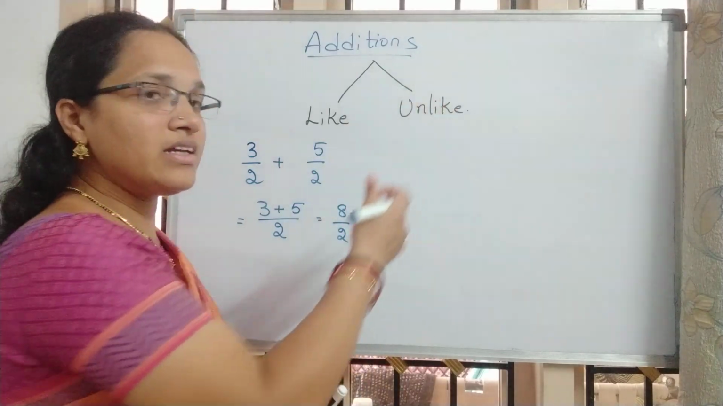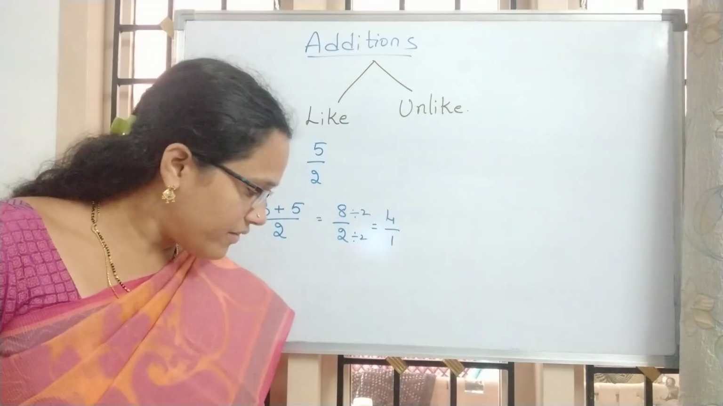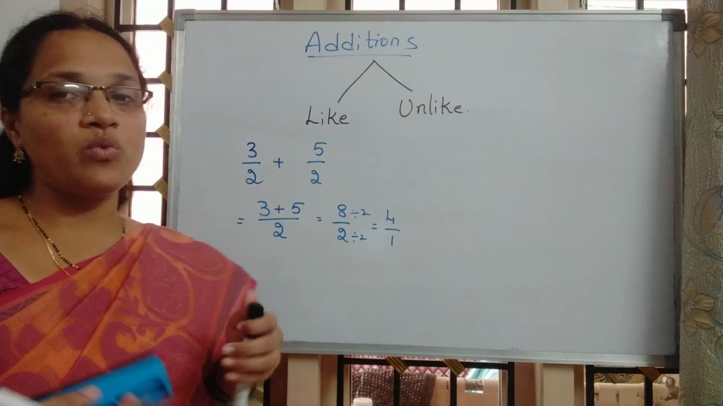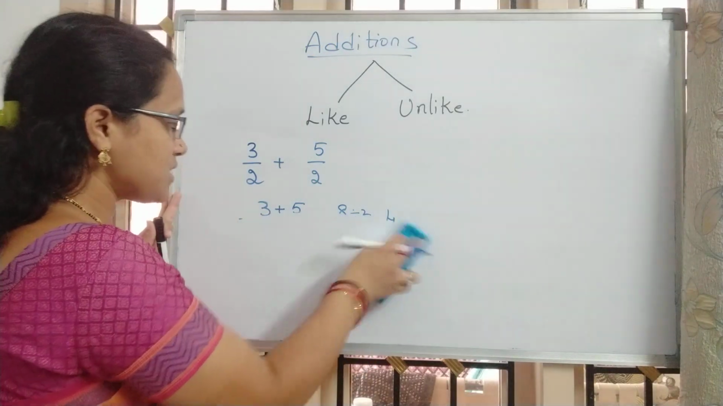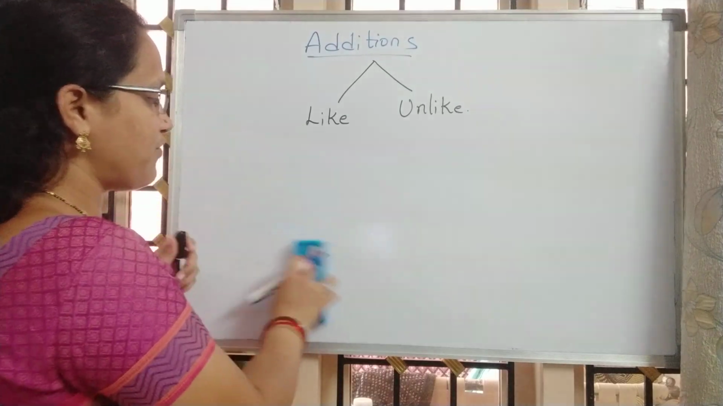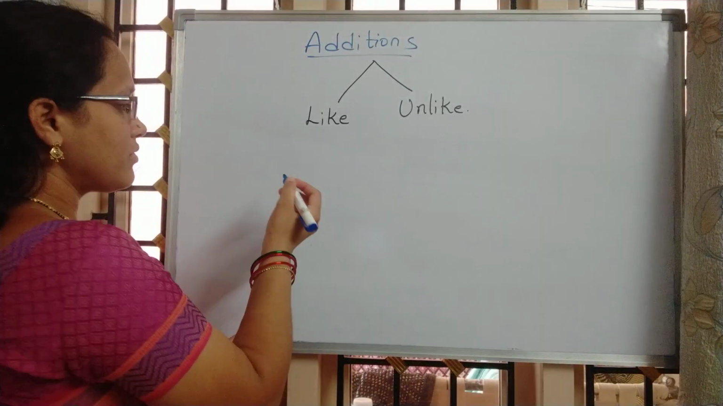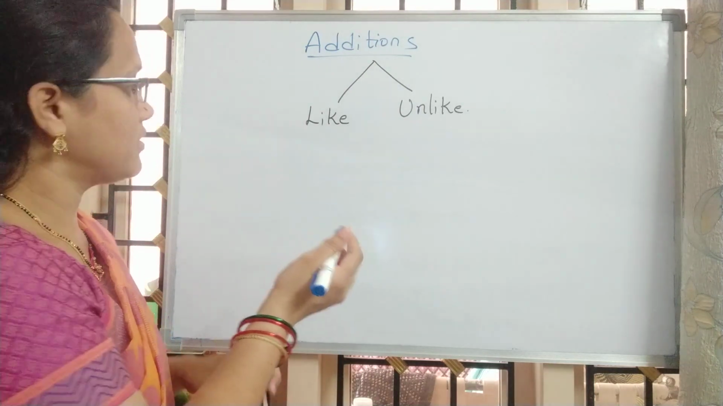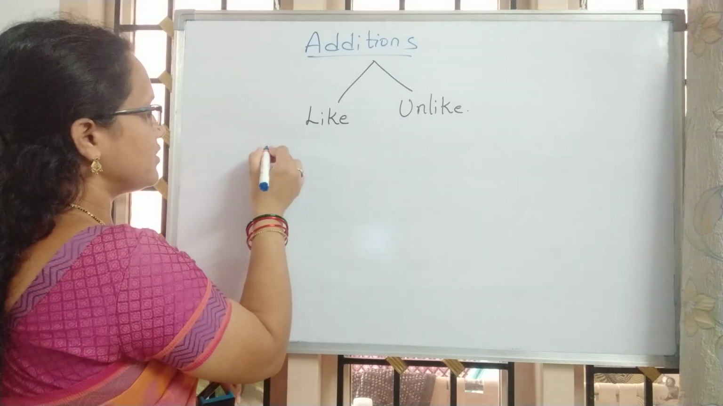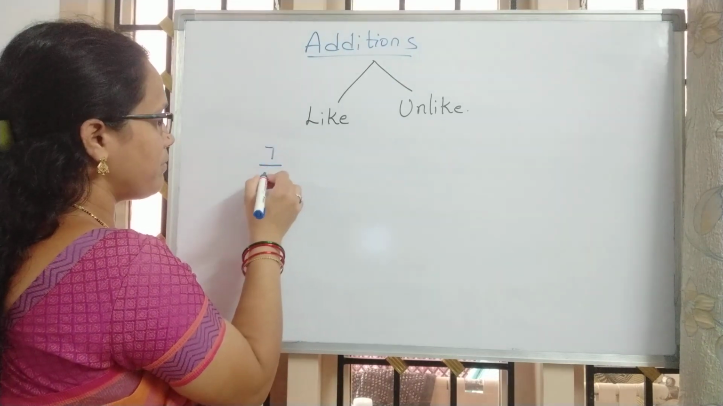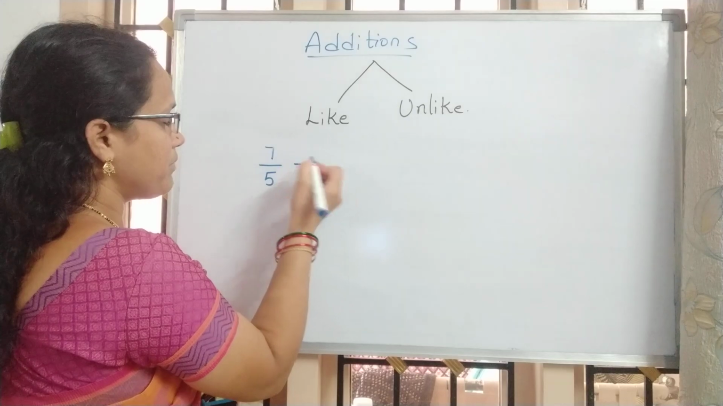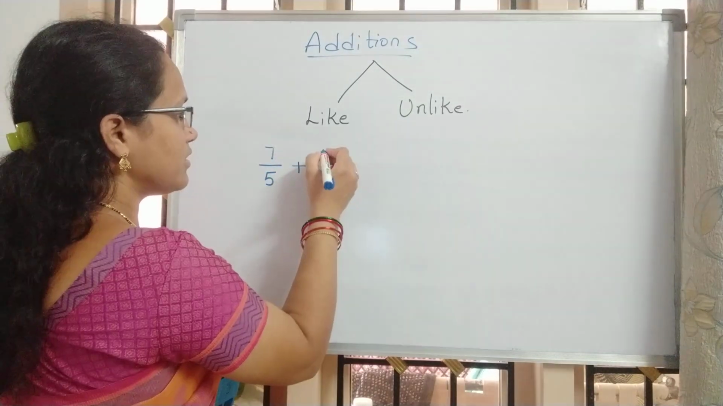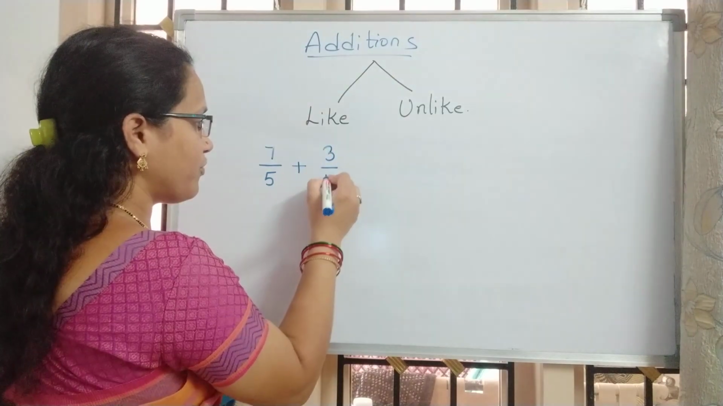Now let us see one more example regarding like fractions. Why I am giving one more example is that there is a small speciality here for like fractions. Suppose there is 7 by 5 minus, we will do it under addition only, so plus 3 by 5.